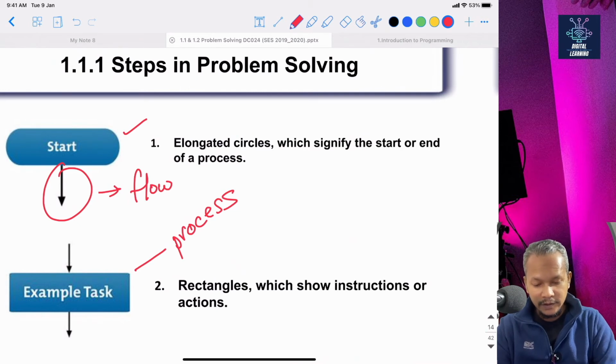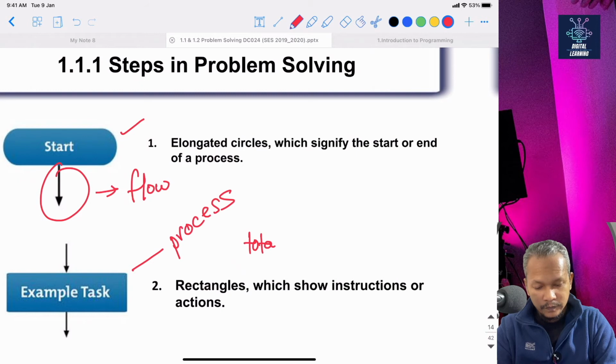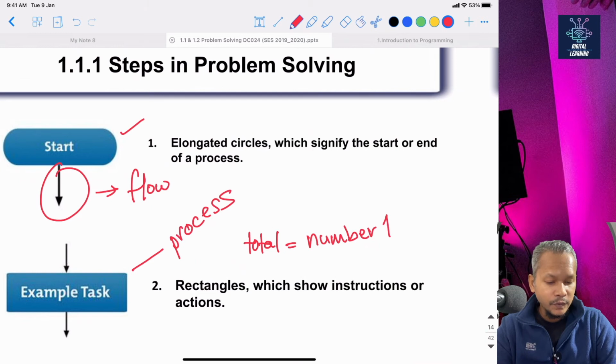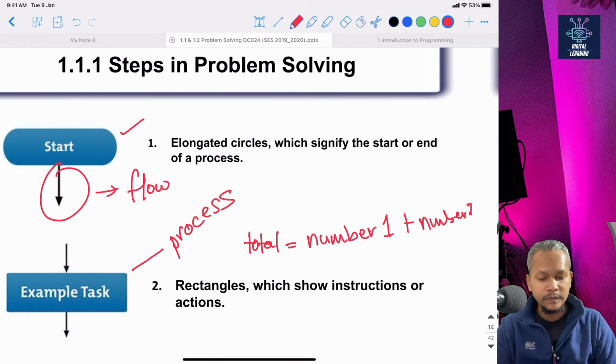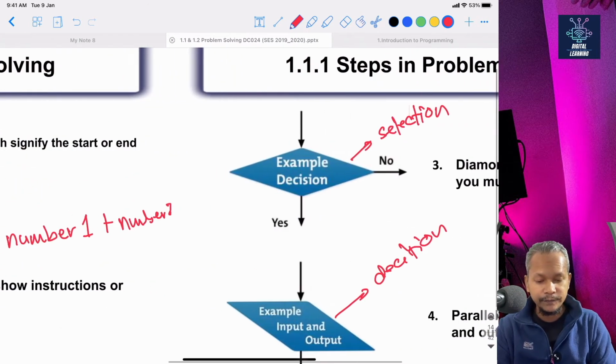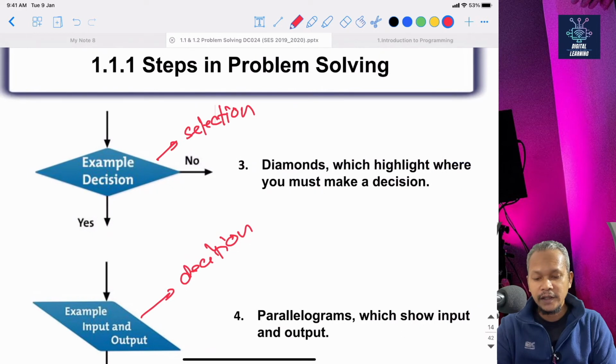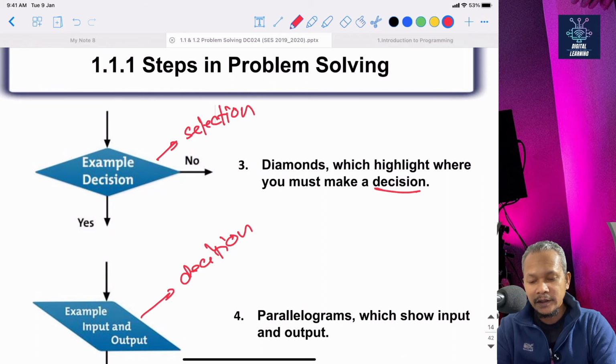And then a rectangle, which shows the instruction and action. Seems like total equal number 1 plus number 2. So here we can write on the rectangle the instruction or any action. Here is a selection symbol, a diamond, which highlights where you make a decision. So decision depends on the condition here.